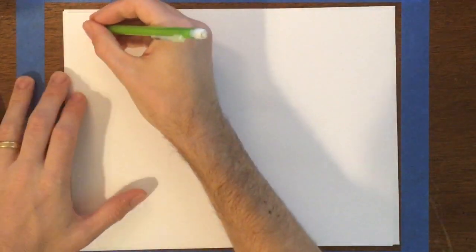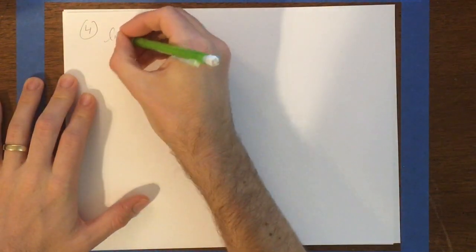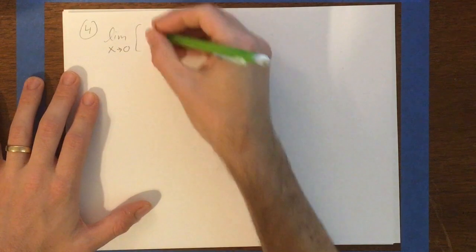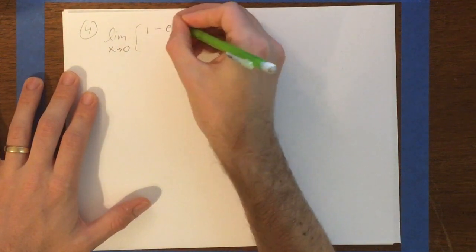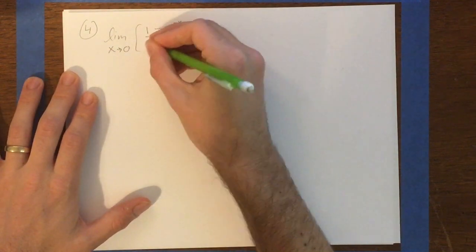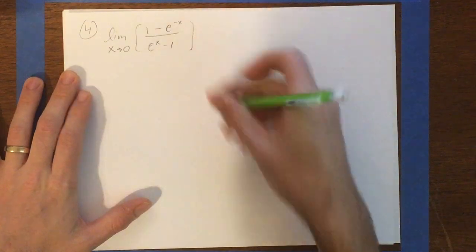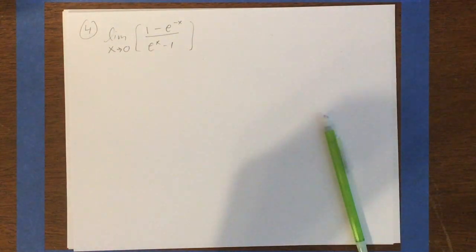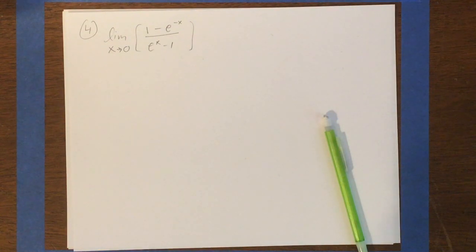All right, one more example of applying algebraic manipulation to evaluate a limit. So let's look at the limit of the function 1 minus e to the negative x over e to the x minus 1. I wanted to do something here with exponential functions because I know they can be a little bit tricky working with them.